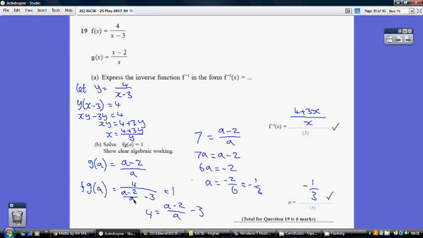So I then need to tidy this up. I've started off by multiplying through by this denominator, giving me 4 equals this. I've then added 3 to both sides, giving me this. I've then multiplied by a, and then taken away an a, and then divided by 6, giving me a equaling minus a third.